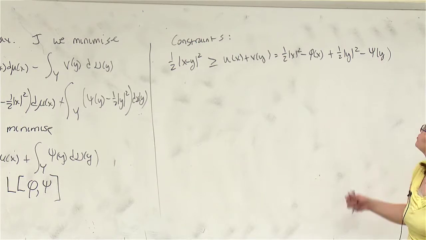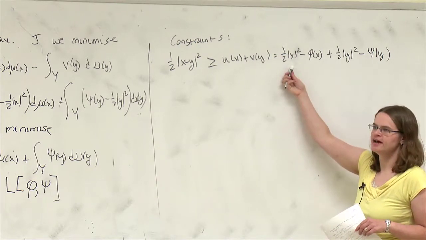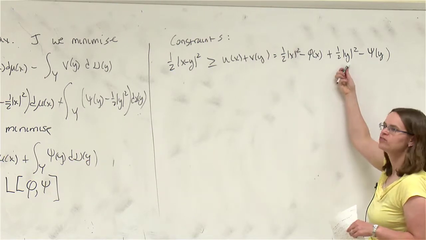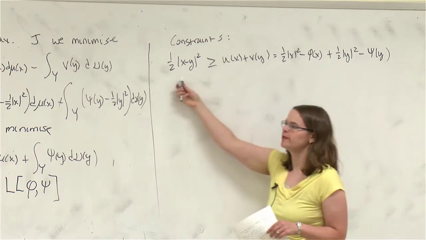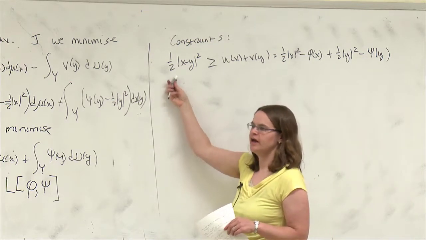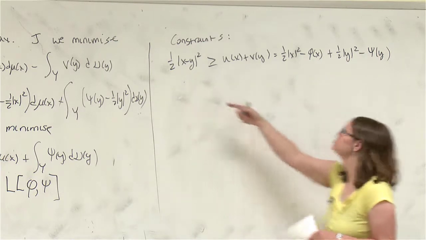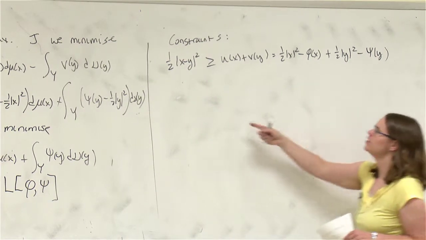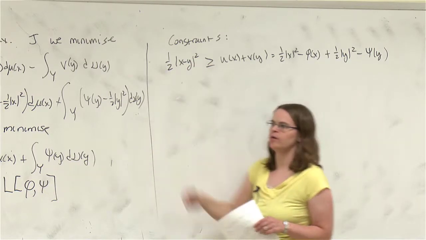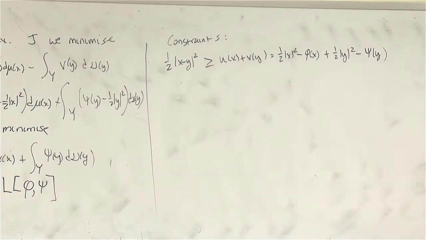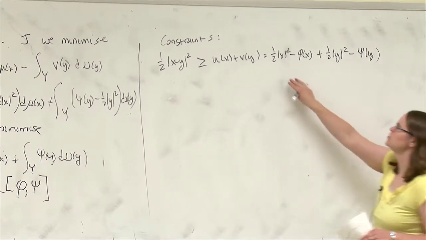Okay, and hopefully it starts to become clear why I decided to add these extra half x squared and half y squared in here. If I multiply out this side, I get a half x squared, which could cancel with that. I get a half y squared, which can cancel with that. And then my cross term, minus x dot y.